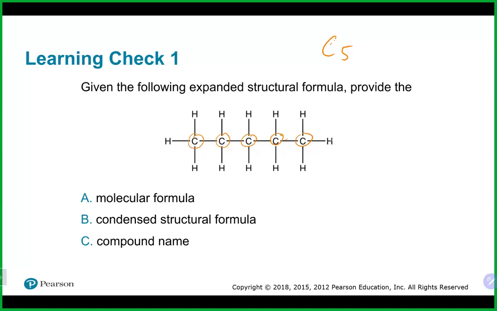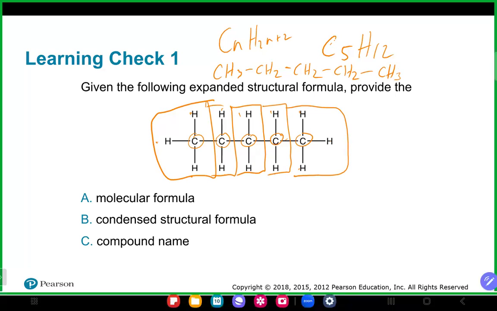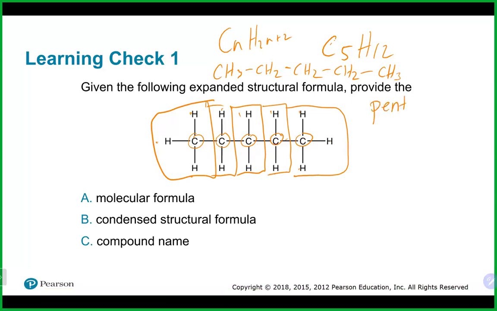And since this is all single bonded, right? We have 1, 2, 3, 4, 5, 6, 7, 8, 9, 10, 11, 12 hydrogens. As that follows our CnH2n+2, 5 times 2 is 10, plus 2 more is 12 hydrogens. Our condensed formula would be, that is a CH3. That is a CH2. That is another CH2. That is another CH2. And that is another CH3 at the back end there. And that is 1, 2, 3, 4, 5 carbons, which means the name of this guy is pentane, as there is nothing else attached in this case. So it would just be basically pentane.